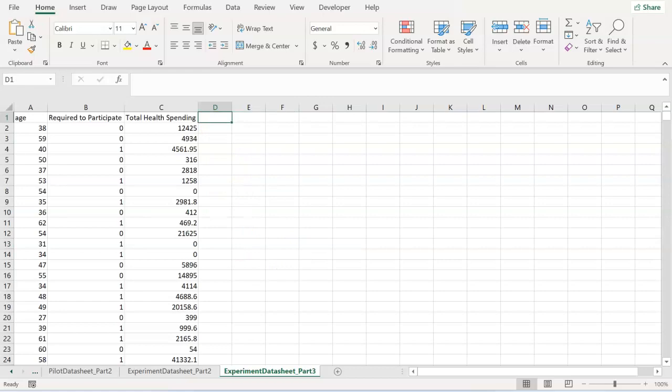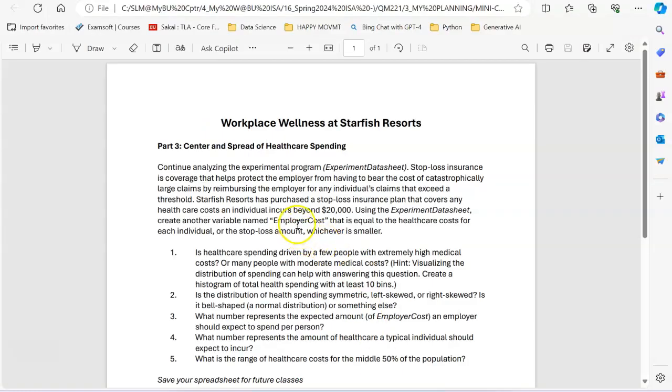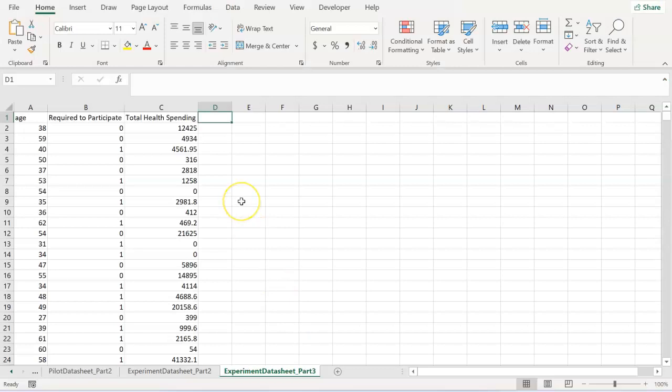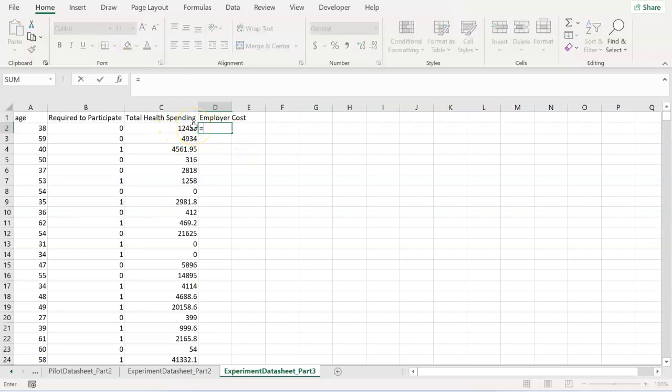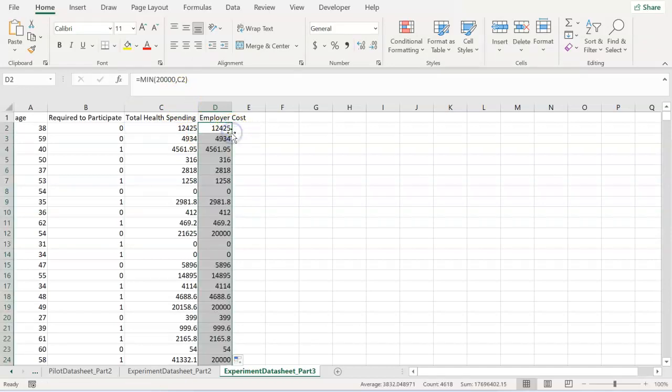And then we're going to create a new variable. Let's see what was the name of it. Employer costs. Let's call it employer costs. And it's going to be the minimum between the health spending and $20,000. So equals min, 20,000, comma, and then the health costs, T2, close parenthesis, enter. And then I'm going to double click here to get it for everyone. Alright, so that's this part. Let's keep going.